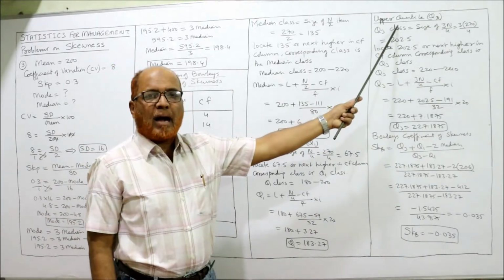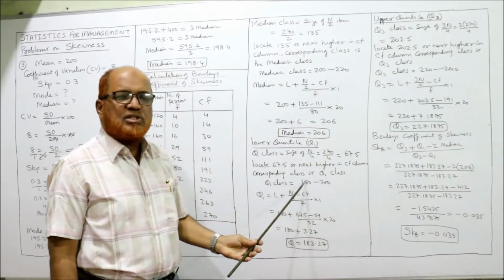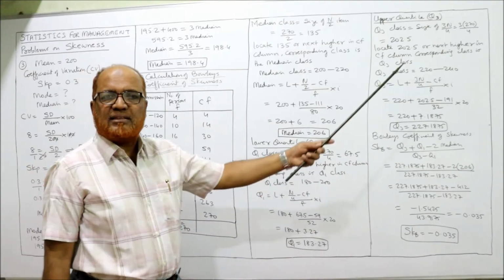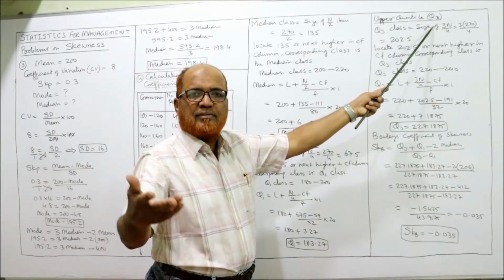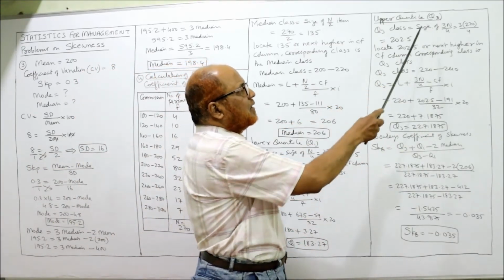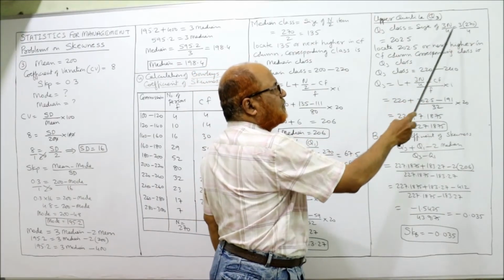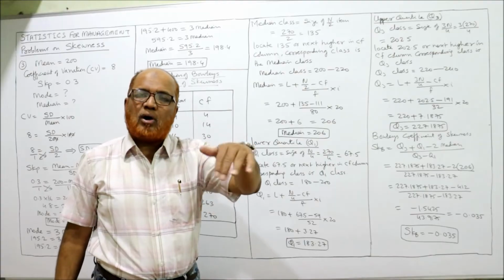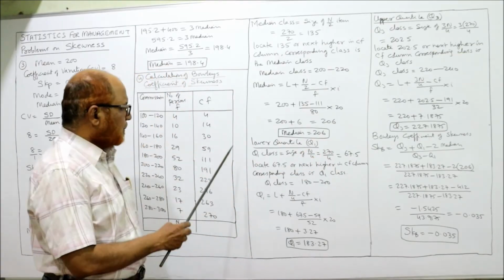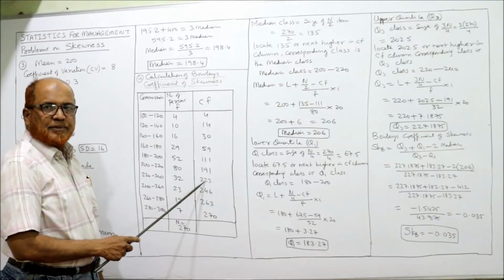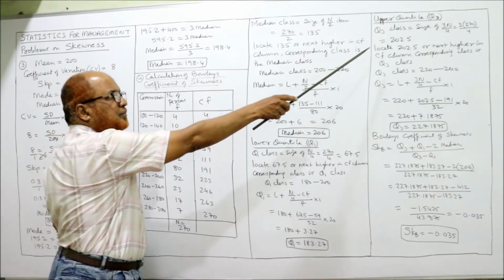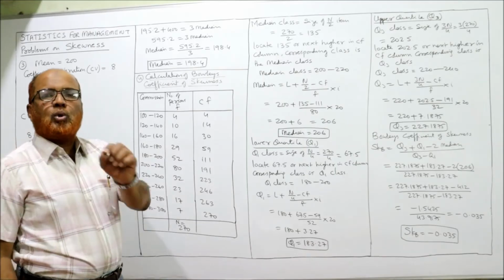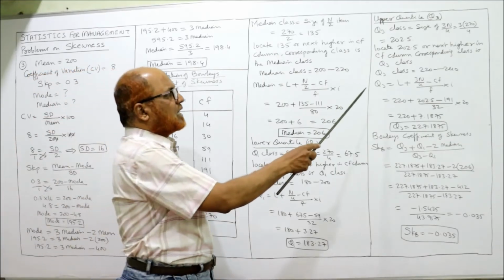Next Q3, the upper quartile. Same procedure. Now we take 3n by 4. For the upper quartile we take 3n by 4, 3 times. So 3 into 270 divided by 4, you will get 202.5. Locate 202.5 or the next higher in the CF column. 223. 223 is higher than 202.5. So against this, what is the class? 220 to 240. 220 to 240 is the Q3 class.